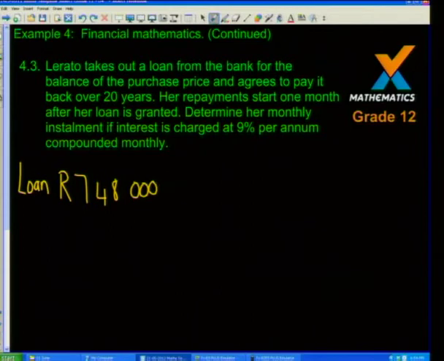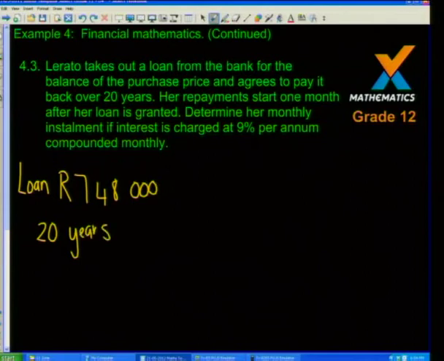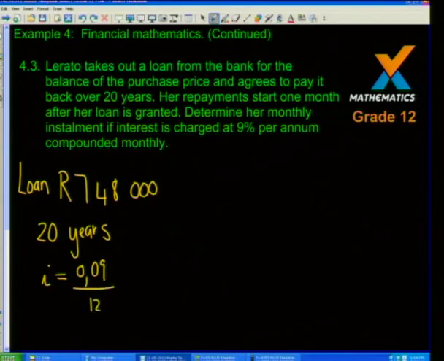She agrees to pay it back over 20 years. Her repayments start 1 month after her loan is granted. Determine her monthly installment if interest is charged at 9% per annum, compounded monthly. So they're making you use her correct one, not the wrong one that she worked out.